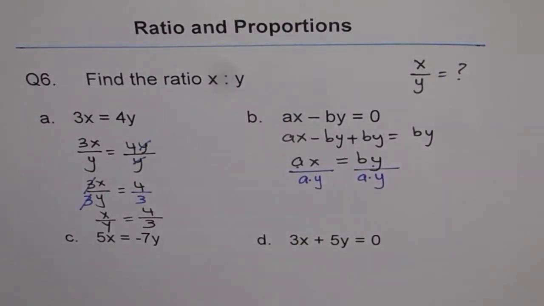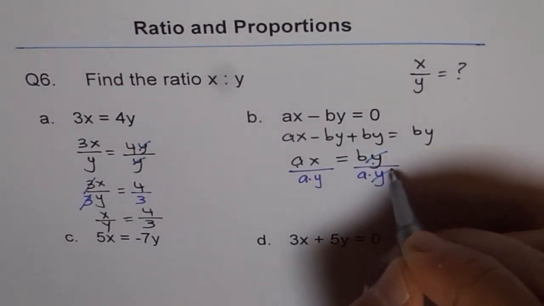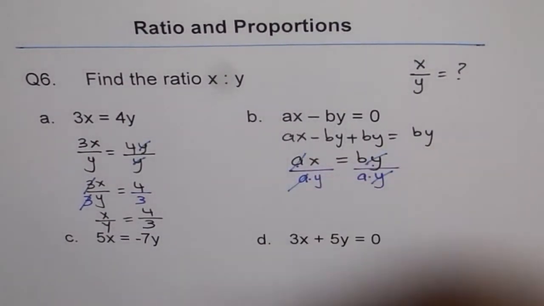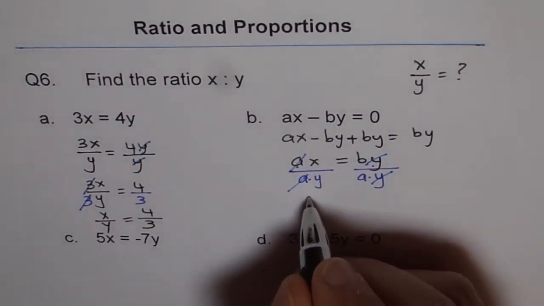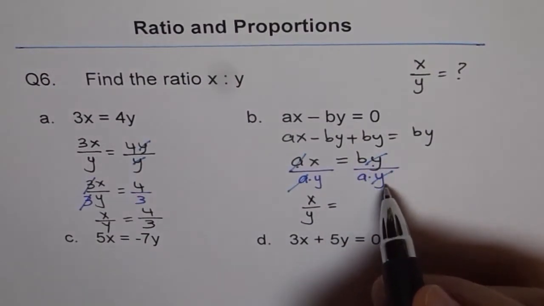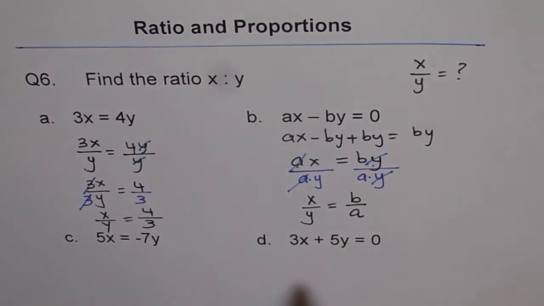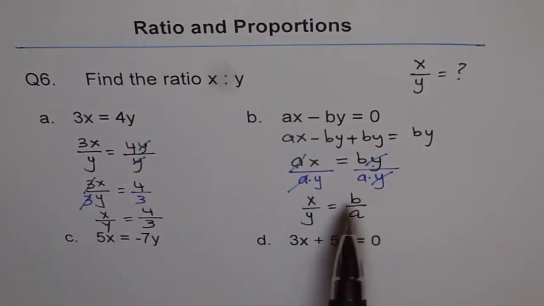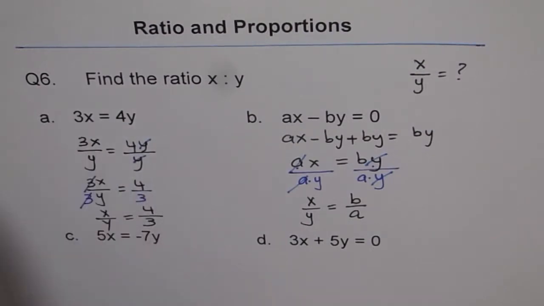And see what we get. Now from here y and y will cancel. Here a and a will cancel. Cancel means a divided by a is 1. So we get x over y equals y over y is 1, equals b over a. Do you see that? So basically in both the cases we kind of get cross multiplied. That is the result in general, right?